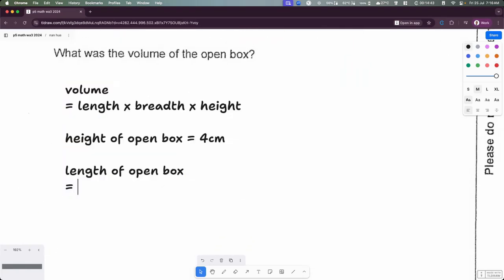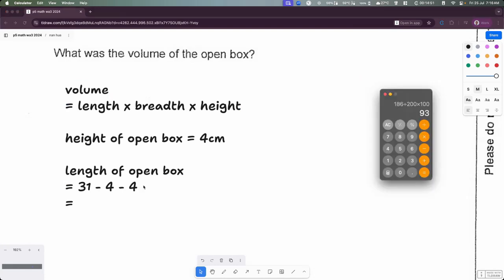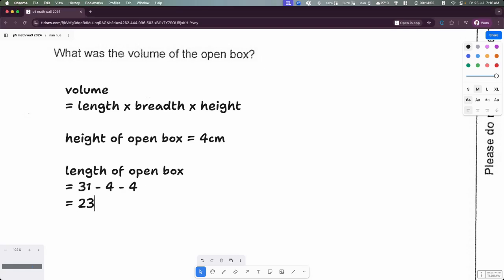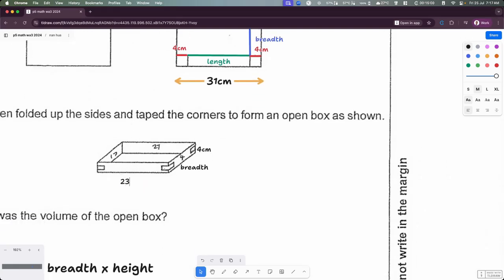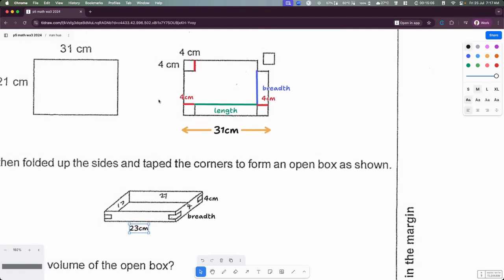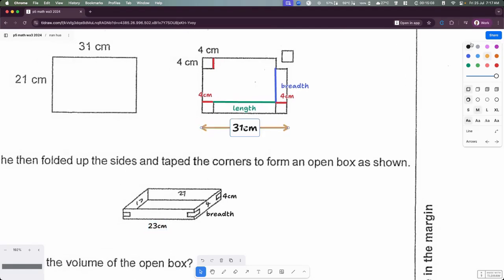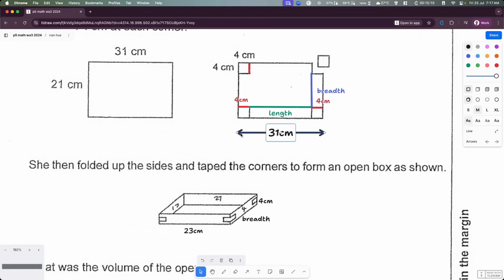So length of open box is equal to 31 minus 4 minus 4. Let's use the calculator: 31 minus 4 minus 4 will give us 23 centimeters. So now we know the length of the open box is 23 centimeters. And now we're left with the breadth. At the same time, we also know that the side over here is 21 centimeters. This whole thing is 21 centimeters.